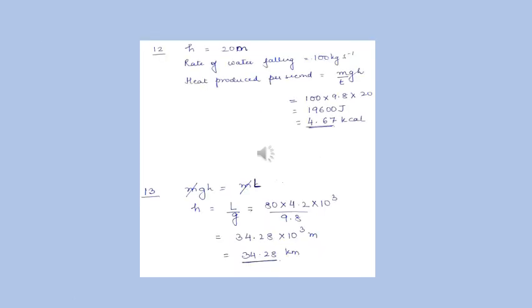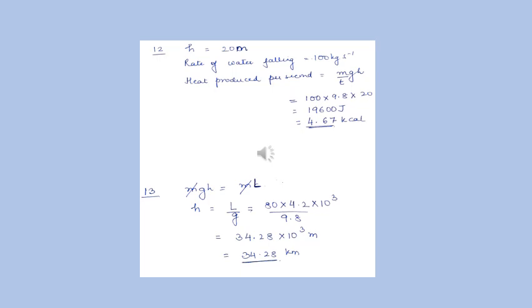Numerical 12. Water falls from a height of 20 meters at a rate of 100 kgs per second. We have to calculate the heat in calories per second on striking the earth. We are assuming here that the whole of the energy gets converted into heat. Now the water is falling, the energy that it possesses per unit time is mgh upon the time. So the heat produced per second is mgh upon the time, which is 1 second.